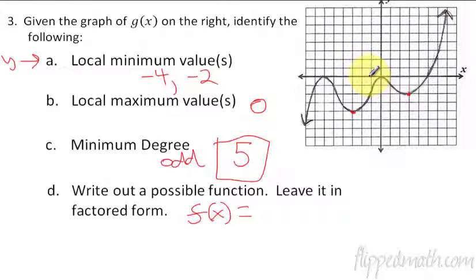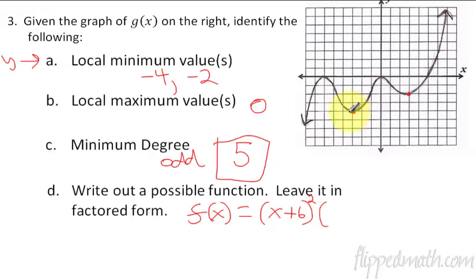Here we have 1, 2, 3, 4, 5, 6. So let's say x plus 6. That makes negative 6 a zero. And then its multiplicity is even, so we could just say squared. As long as it's even, then that's good. You could technically put any even number there.